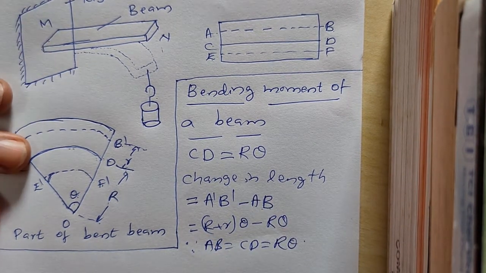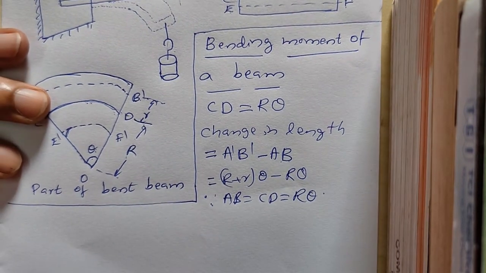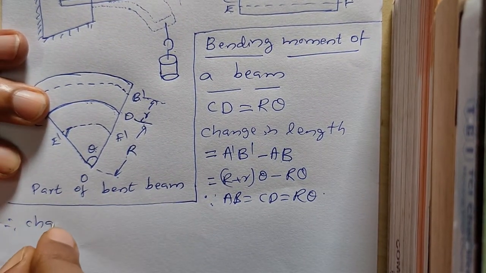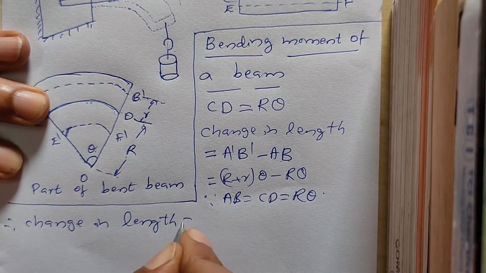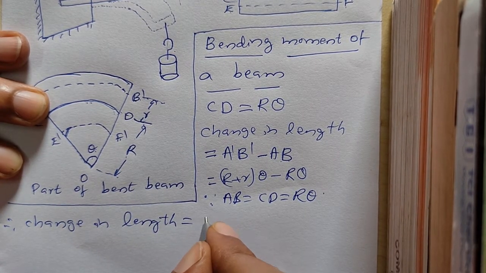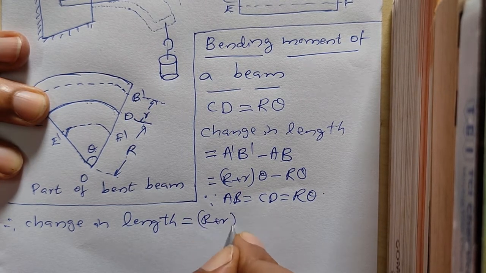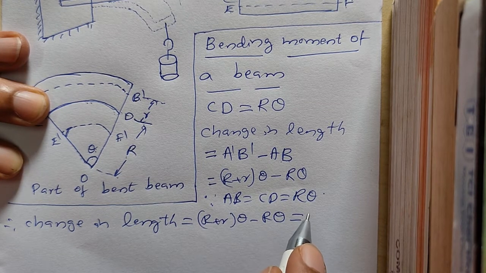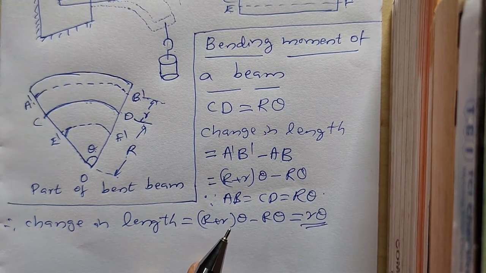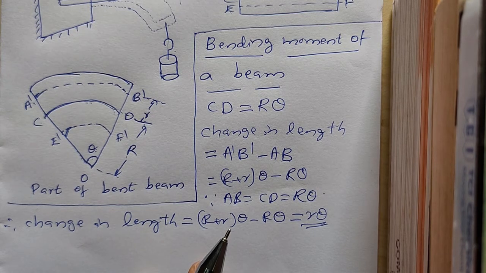So the change in length of the filament, so therefore change in length, that is equal to R plus r into theta minus R theta. So R theta minus R theta is 0, so the remaining is r theta. So that's the change in length of the filament AB.